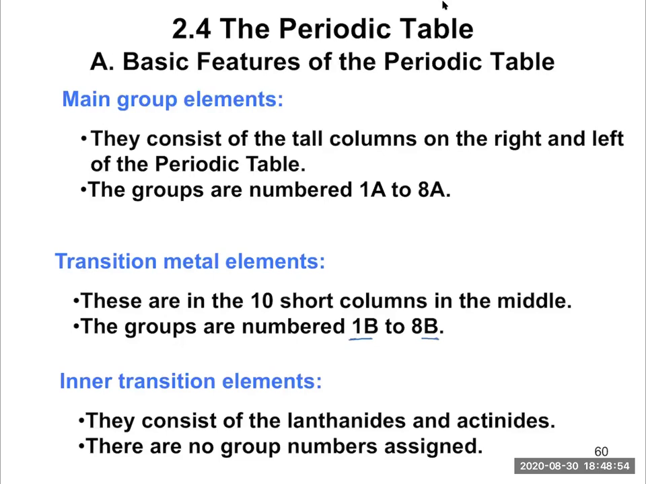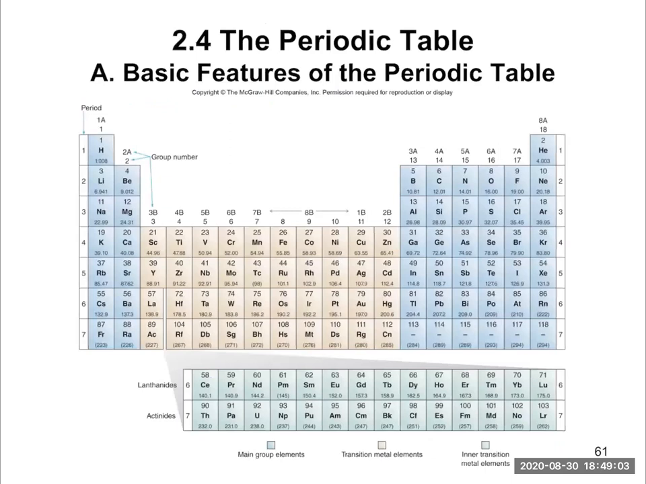We really don't need to memorize this, just be aware of it. It's going to be helpful to know. So notice here, your main groups are the ones in blue, the transition metals, and the lanthanides and actinides, which are the inner groups.